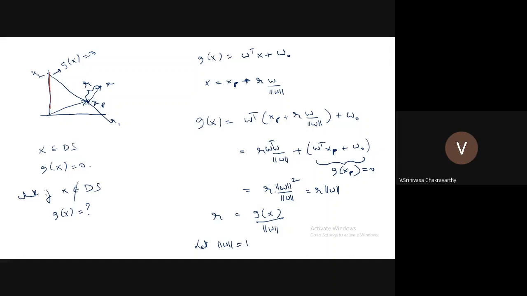And if we even make a simplifying assumption, we can always let mod w equal to 1. Why is that? Because if I just want a decision surface, it is w transpose x plus w naught equal to 0. I can always divide the entire equation by some lambda, both sides, just rescale all the weights in such a way that mod w is equal to 1. That option I always have. So if you do that, then r is equal to g of x.